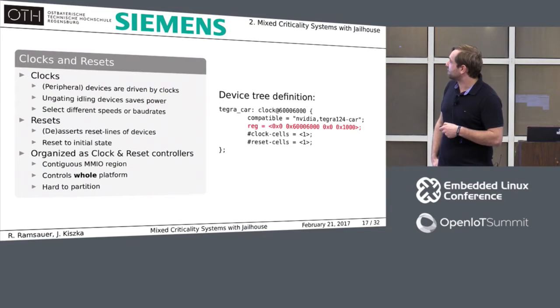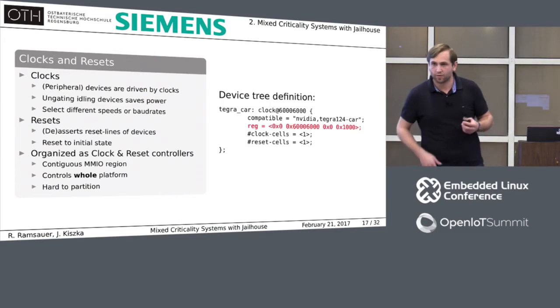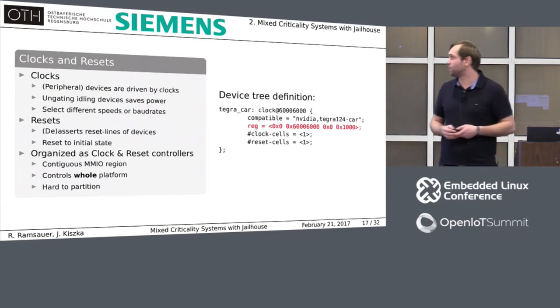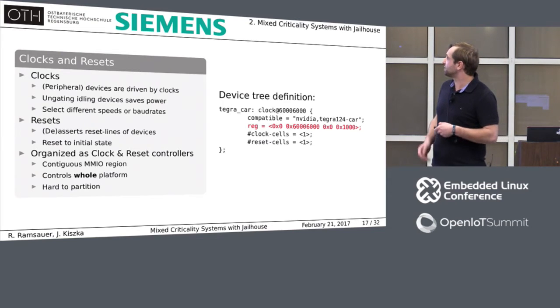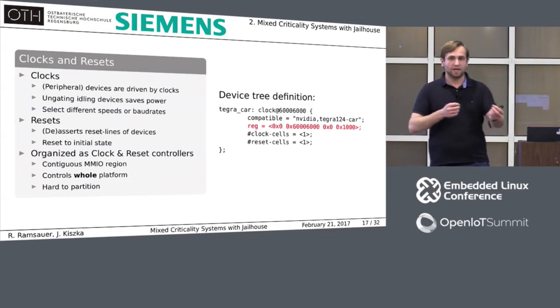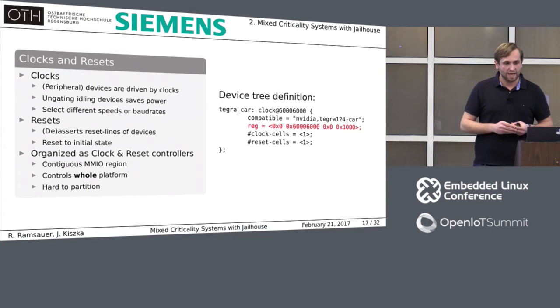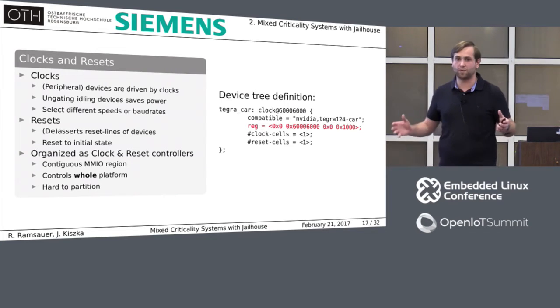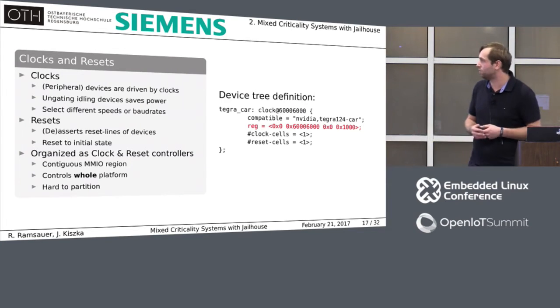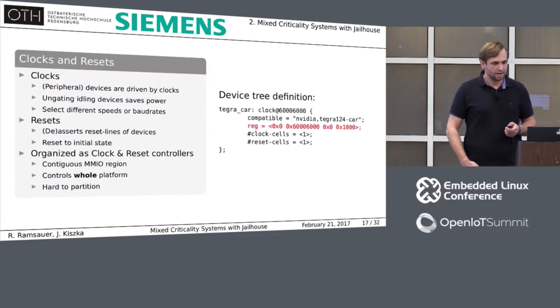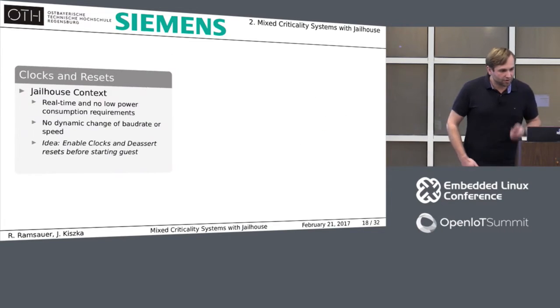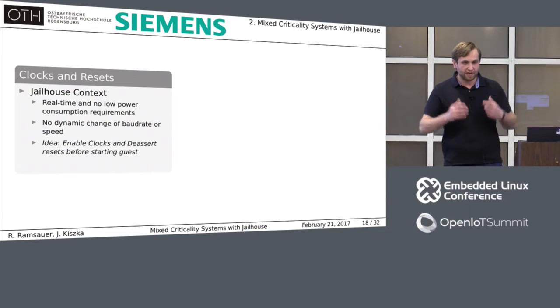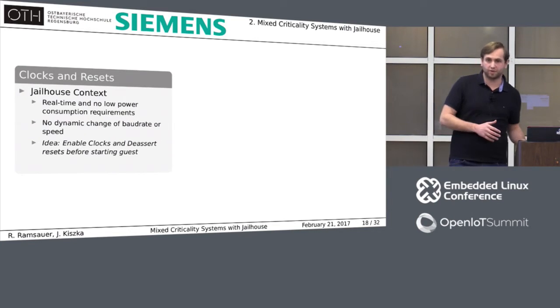And those clock and reset controllers are typically organized as memory mapped IO memory regions. So this is one memory region, and every bit there describes the gate of a different clock. The problem is that this memory region controls our whole platform, so this is really hard to partition. In our context, we have real-time requirements and no low-power requirements.